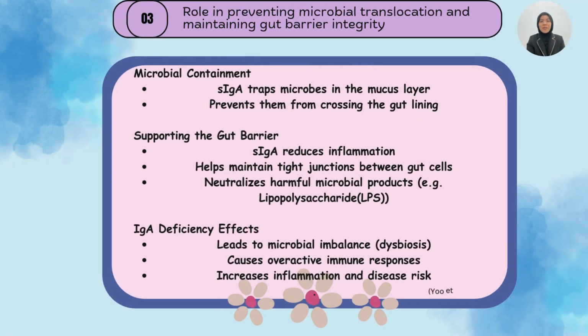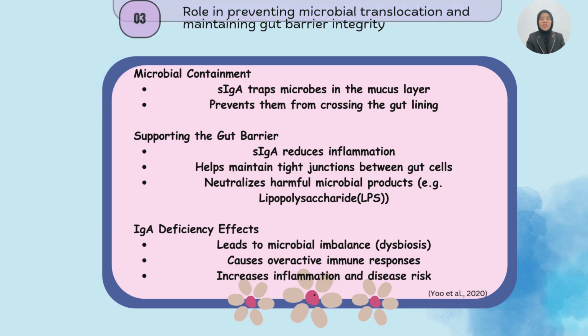Finally, secretory IgA traps harmful microbes in the mucous layer, preventing them from crossing the gut lining, a process called microbial translocation. It also strengthens the gut barrier by preserving tight junctions between cells and neutralizing harmful substances like lipopolysaccharide. Without enough secretory IgA, the gut becomes exposed to imbalance, dysbiosis, and inflammation, increasing the risk of disease.